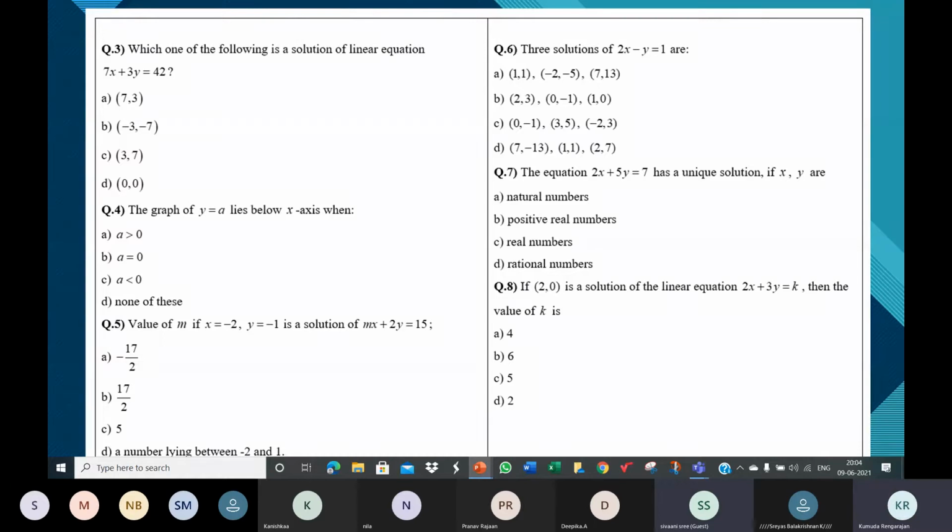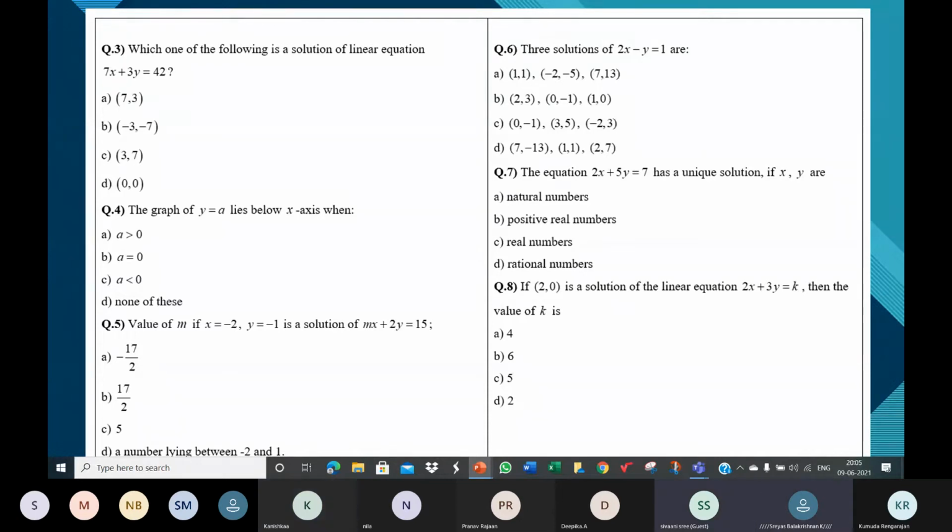Okay. So when x is 3 and y is 7, 7 3s are 21, plus 21, 42. So the point (3, 7) satisfies the equation. LHS is equal to RHS. Yes. Question number 3, C is the correct option. Try the fourth one. Fourth one, C, ma'am.